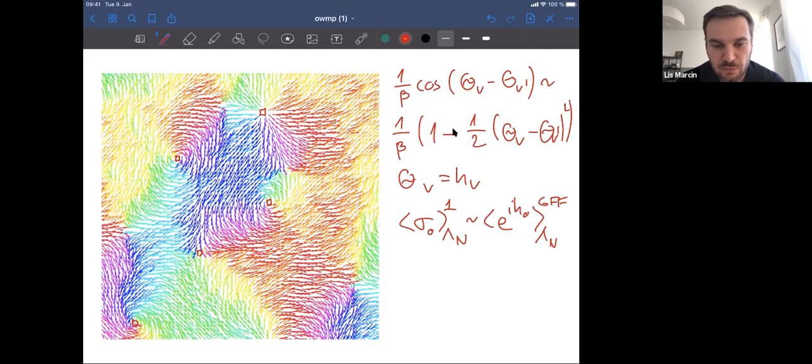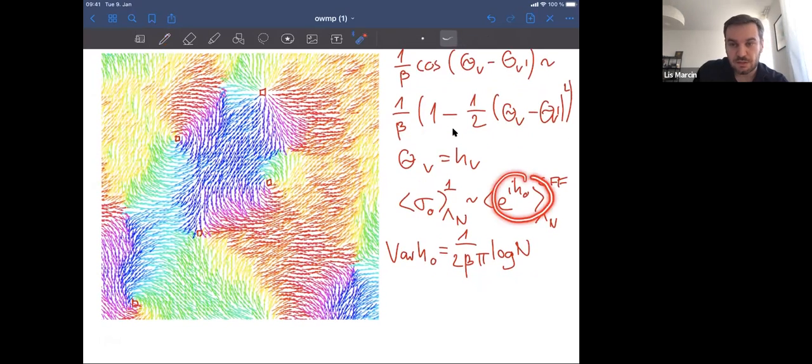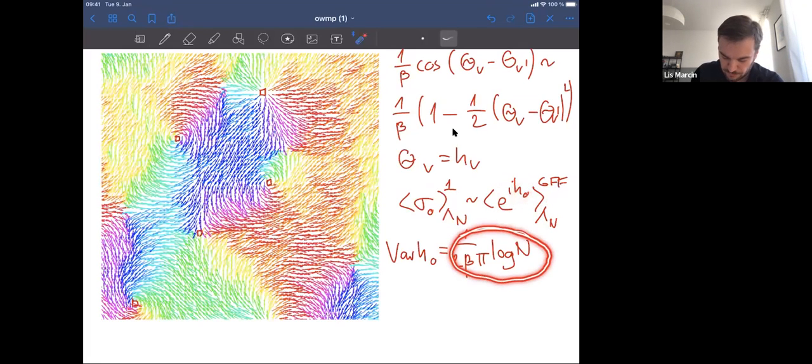And since this is a Gaussian random variable and we know its variance, the variance of such a Gaussian field is given by the Green's function of random walk in the box. So this is approximately 1 over 2 beta pi log of the size of the system. And this is a characteristic function of a Gaussian distribution, so this expectation is just e to the minus 1/2 of the variance of this object. So it's e to the minus 1/2 of this quantity, which is a logarithm.